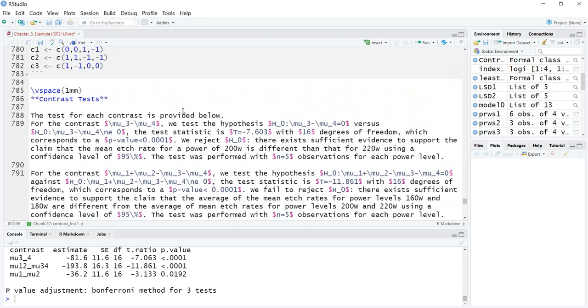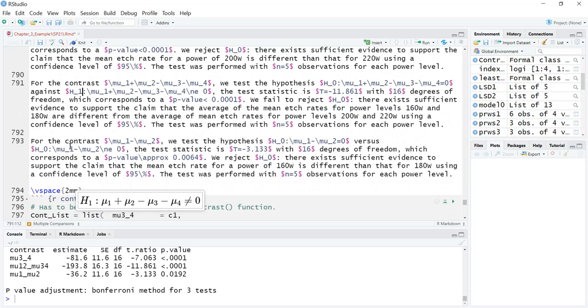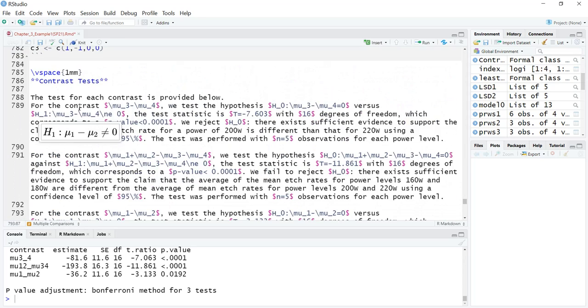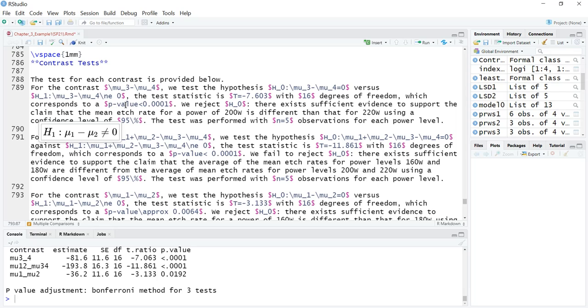Okay. And so then I come up and I can say for the contrast, mu3 minus mu4, we test the hypothesis, okay, here, versus the alternative hypothesis. Oops, that should be an H1. Probably did that everywhere. Yes, I did. So I'll change it now so I don't forget later. Against the alternative, that they're not equal, I give the test statistic with the degrees of freedom and corresponding p-value. Again, if it's less than 0.0001, we put that, we don't put the actual.